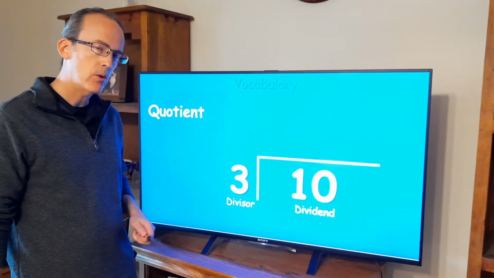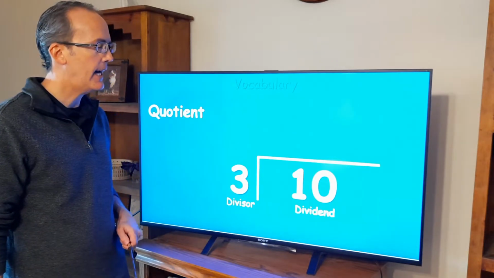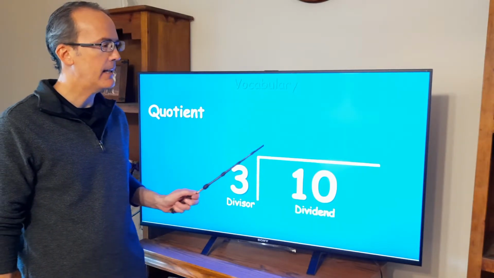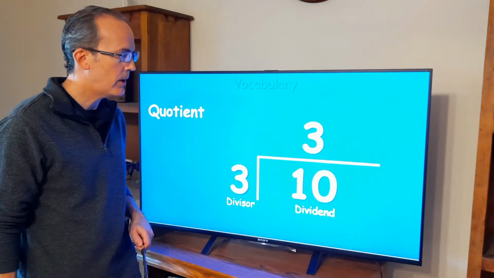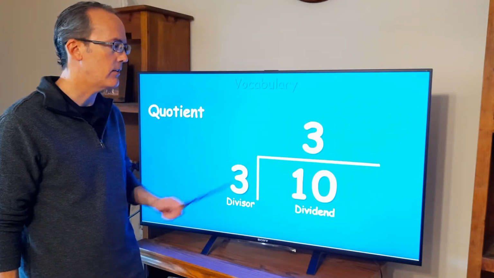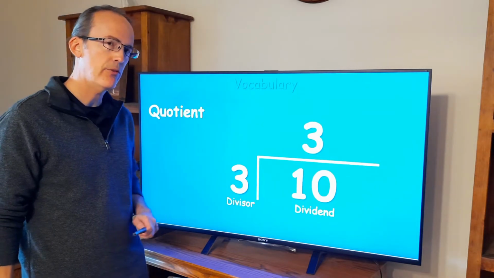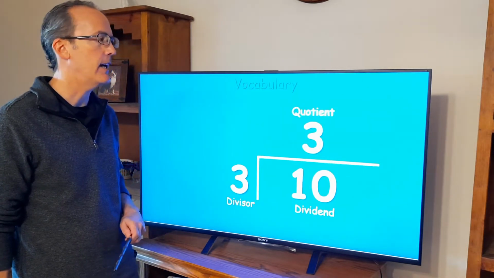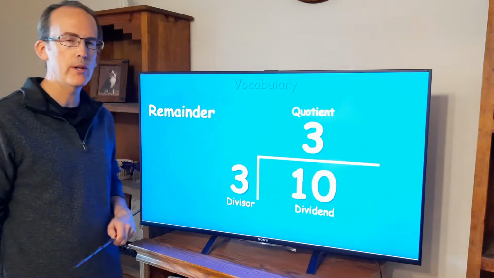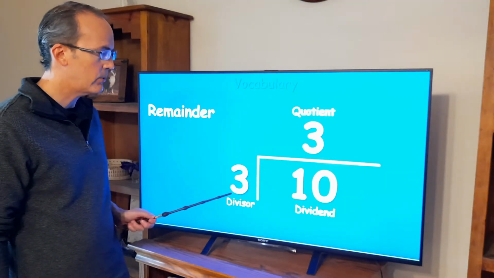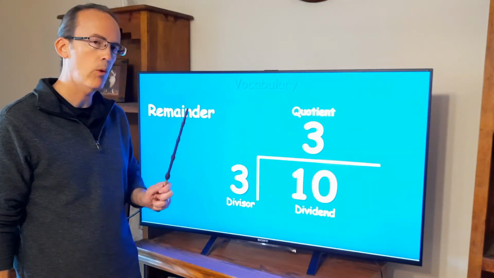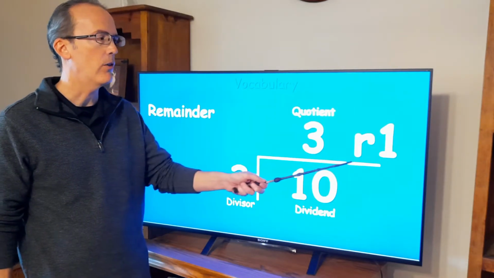The answer is known as the quotient. So when we divide, we get an answer and we put the answer on top. That is called the quotient. So for this problem, the whole number quotient is 3. But that's not the full answer. We still have one piece left. We have what is known as a remainder. That's what's left over. 3 times 3 equals 9. That means we have 1 left over, which we call the remainder.